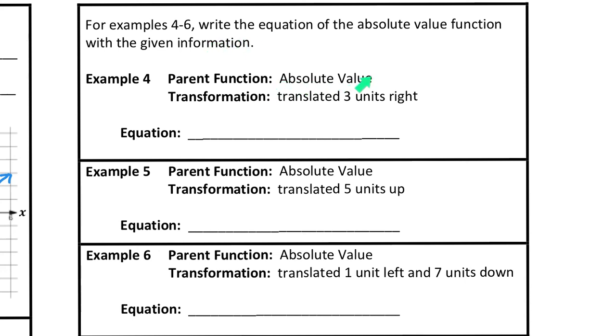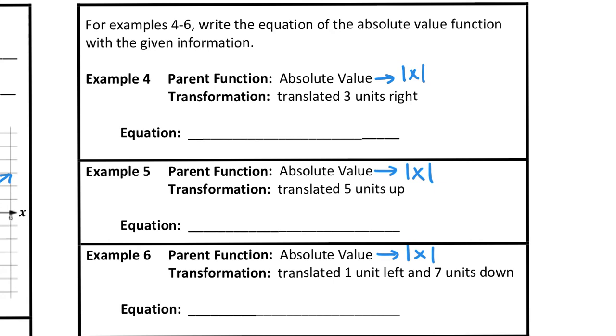So first information, well, actually all of them have the same parent function. So I'm going to say the parent function, in equation form, is the absolute value of x. It's the absolute value of x and the absolute value of x. Okay. What's different is the transformation that's happening to them.